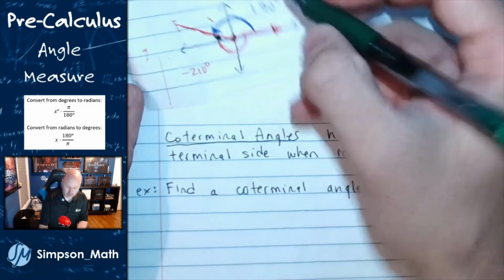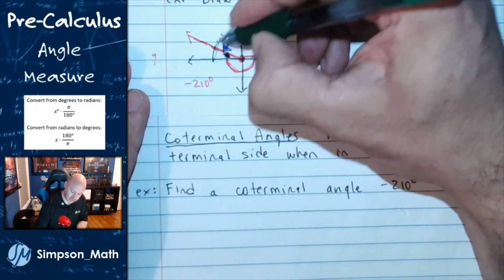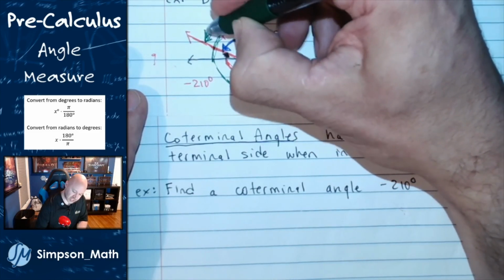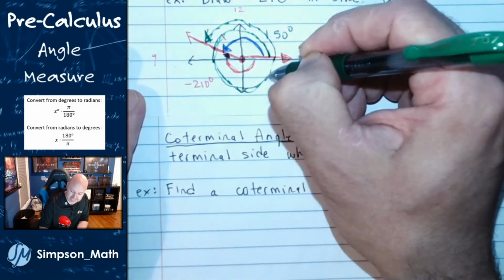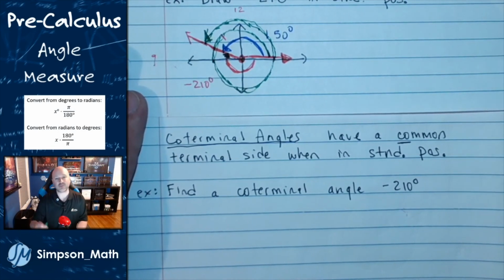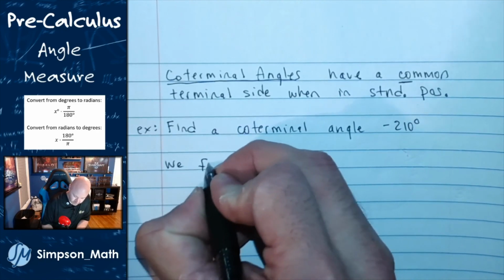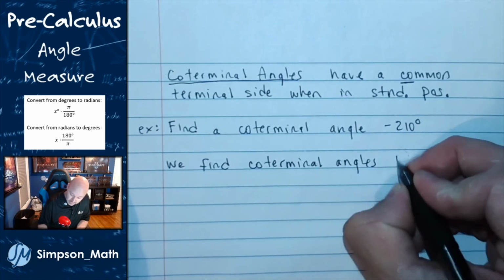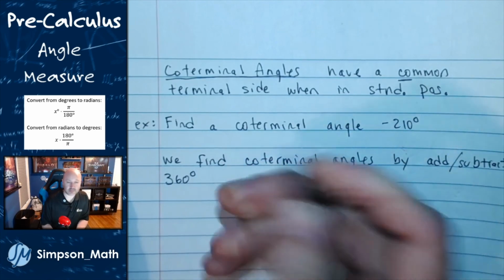Maybe I took that 150 and I just kept going. So I'm going to start on the positive x-axis, going in a positive direction. I'm going to make one full rotation about the circle, and then keep going. That's a giant angle. But that is, I started on the positive x-axis, and I went in a positive direction, 360 plus 150. And that's how we can find coterminal angles. We can add or subtract 360 degrees. We find coterminal angles by adding or subtracting 360 degrees. Basically, just a revolution around the clock.